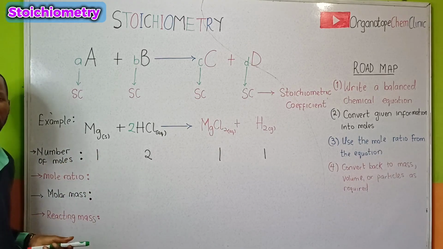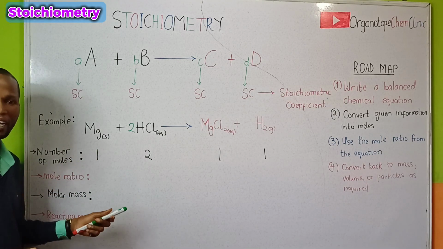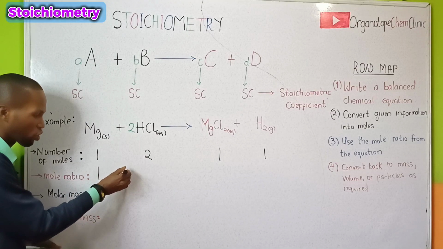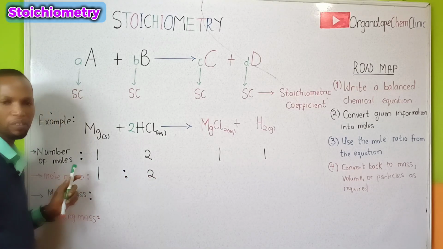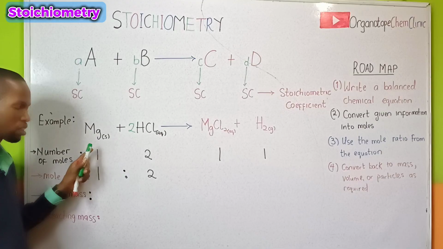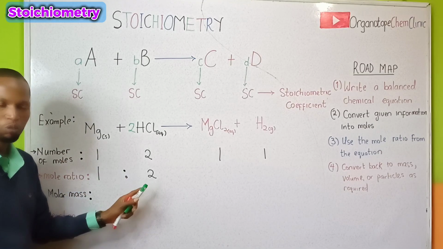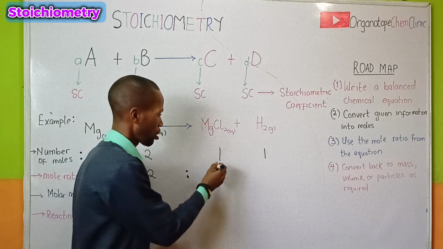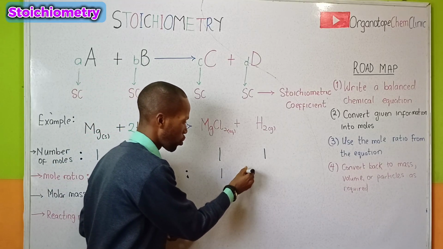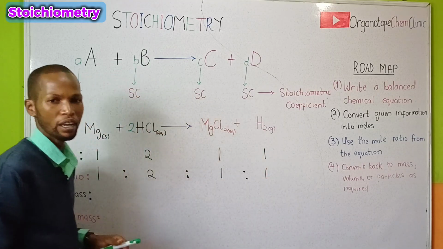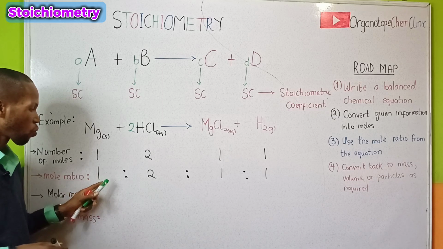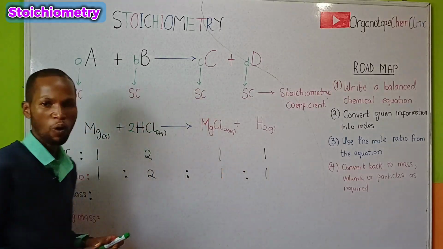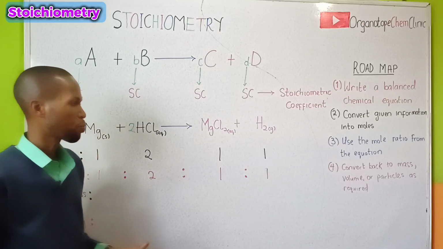Since we know the stoichiometric coefficients of the reactants and products, we can say the ratio for the reactants is 1:2, while the ratio for the product particles is 1:1. For the reactant we have 1:2, and for the product we have 1:1. Can we consider the next step?